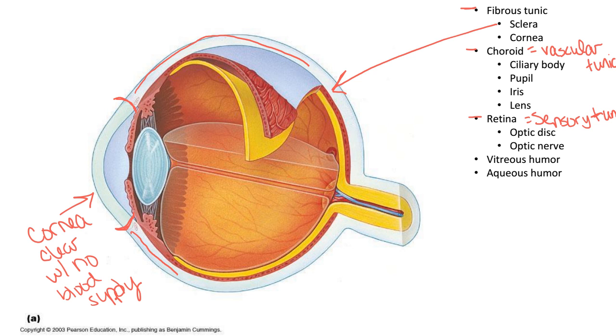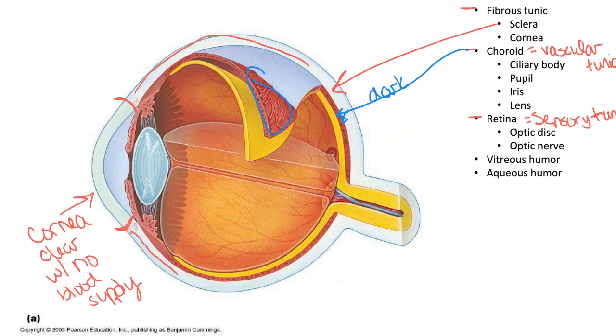So our next layer, the vascular tunic or the choroid, is going to consist of a variety of parts, but it's this layer right here. Okay, so this choroid, this blood supply layer, the red right there, that all has the blood supply, and it makes the inside of the eye be really dark.